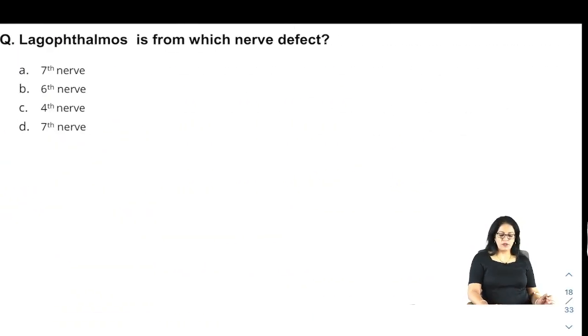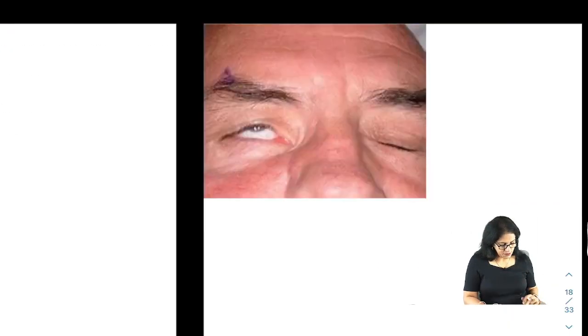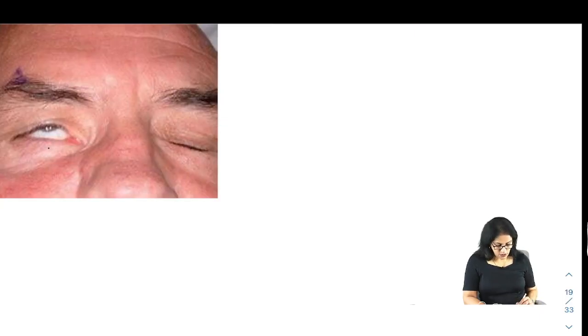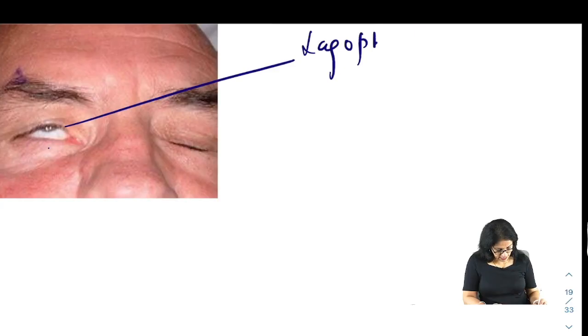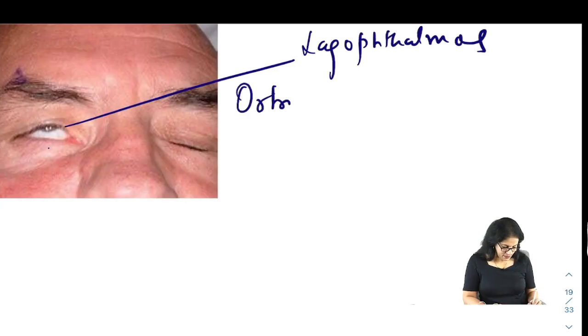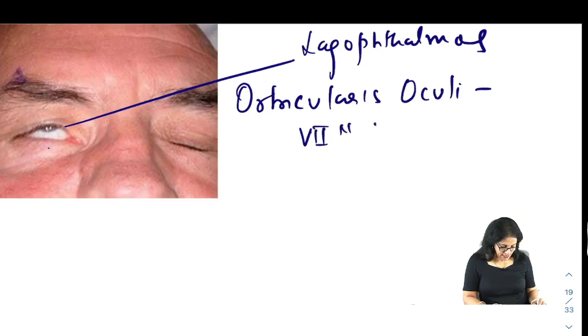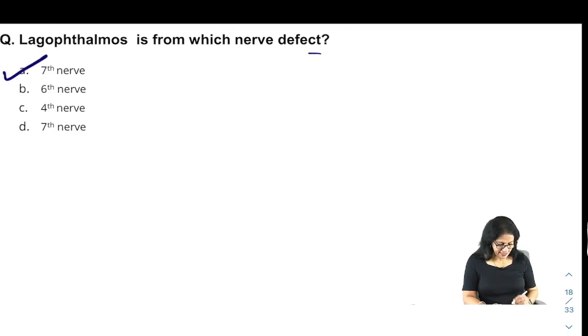We come to the next question. Lagophthalmos is from which nerve defect? Inability to close the eye is called lagophthalmos. As you know, look at this one. The eye is not able to close properly. This is a case of lagophthalmos. And of course, the muscle responsible for closing your eyes is orbicularis oculi. Orbicularis oculi is supplied by the facial nerve, that is the seventh nerve. So here the answer becomes seventh.